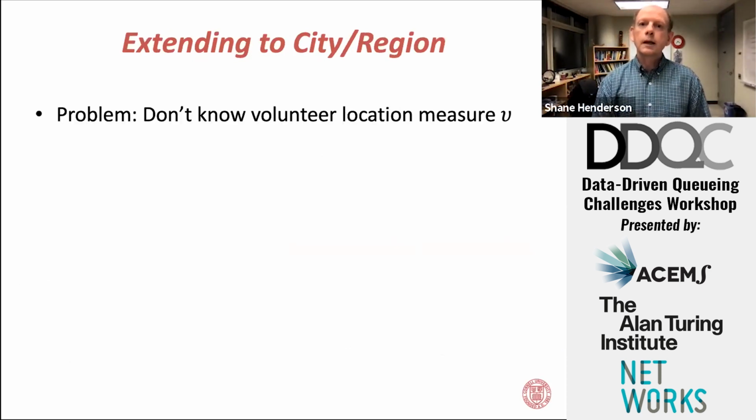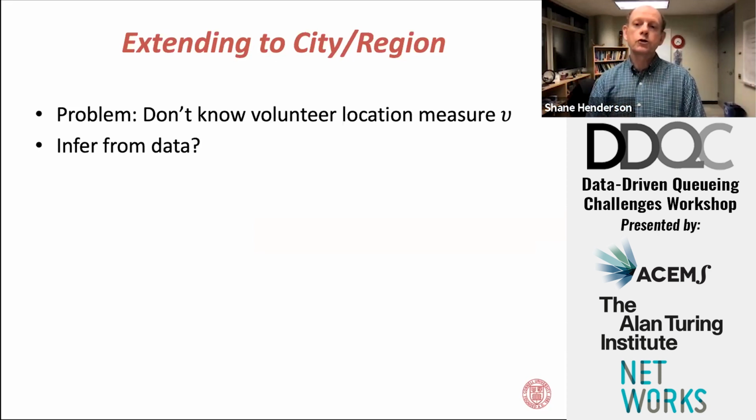So when we are extending this idea that I've just been explaining to the whole city region, we just need to compute these quantities across the whole city. And an ingredient for that is this volunteer location measure. And that's something that we don't know. So we would like to get that from data. So that would be the typical approach to doing this. So that would be the sort of traditional scheme.